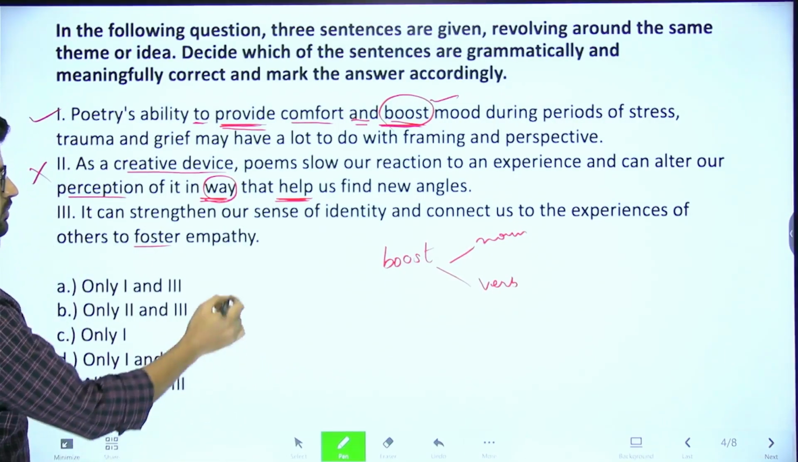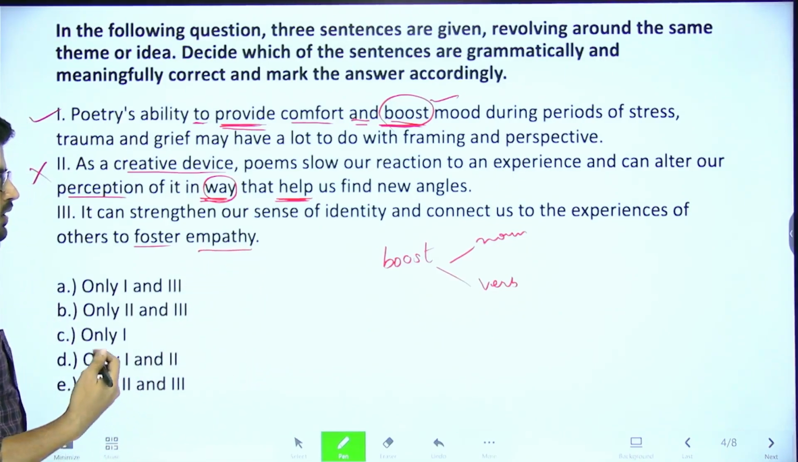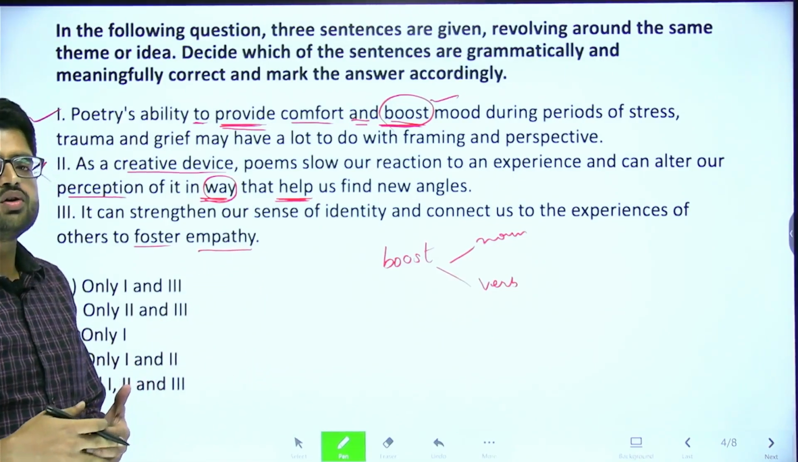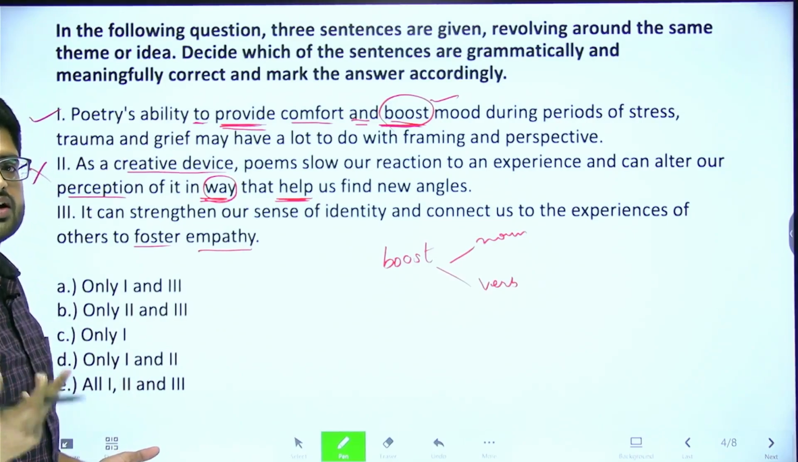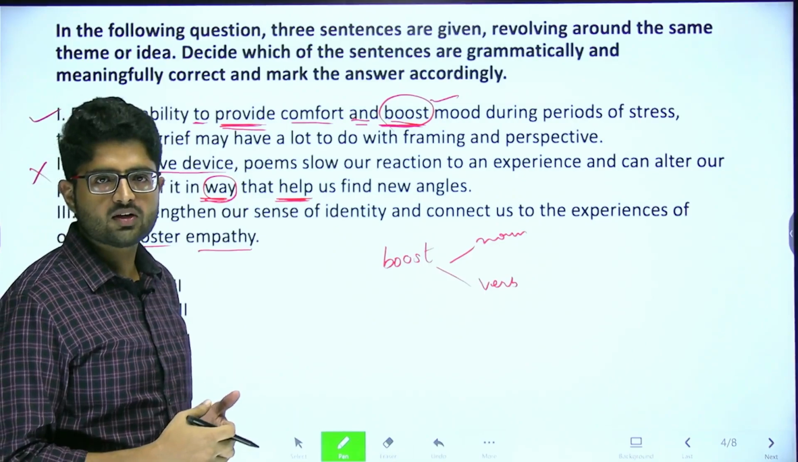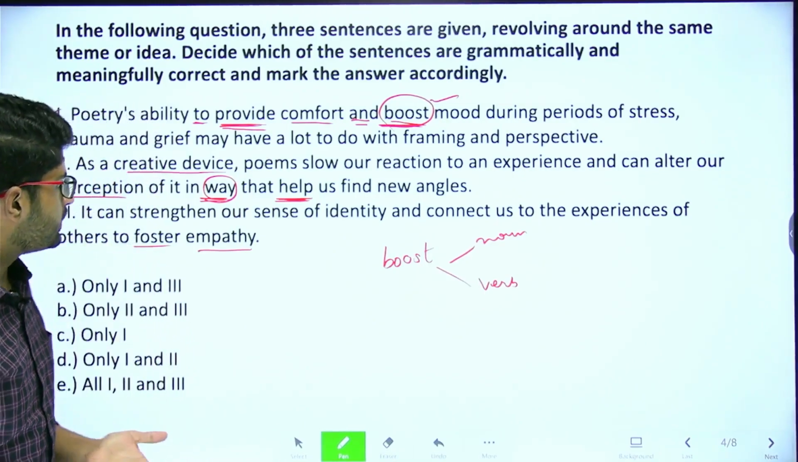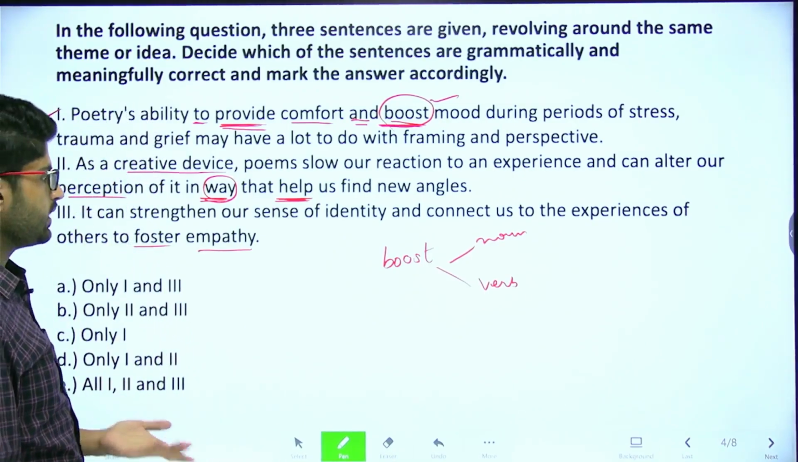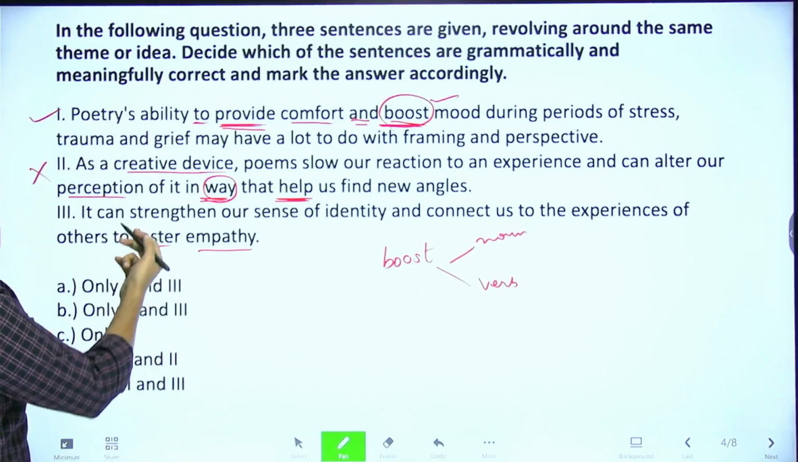And what does empathy mean? Empathy means how we are able to experience emotions which are being felt by others. जो दूसरे लोग फील कर रहे हैं, हम उन्हीं इमोशंस को खुद भी एक्सपीरियंस कर पाएँ, तो वो एम्पैथी, उसे हम कहते हैं एम्पैथी। We are empathizing with other people। तो पोइट्री क्या कर सकती है?